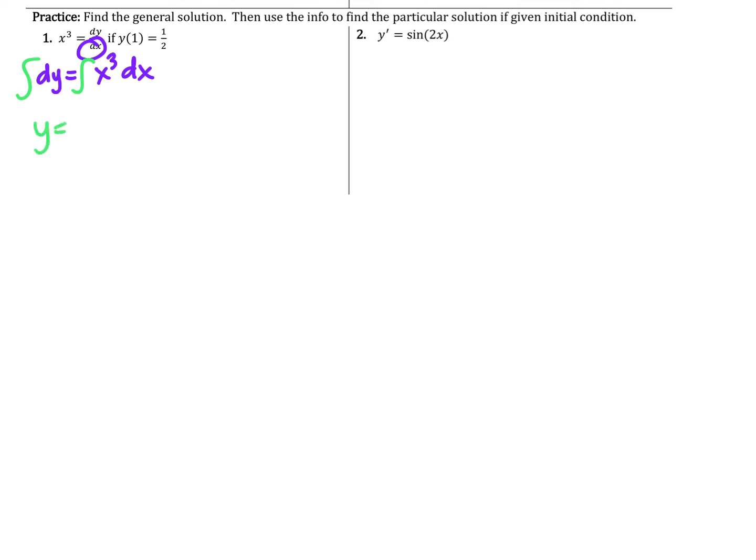The integral of dy is just y. You can think about this as 1 dy. If I integrate 1, I get y. On the right-hand side, I'm going to get x to the 4th over 4 plus c. And this is already solved for y, so this is my general solution.